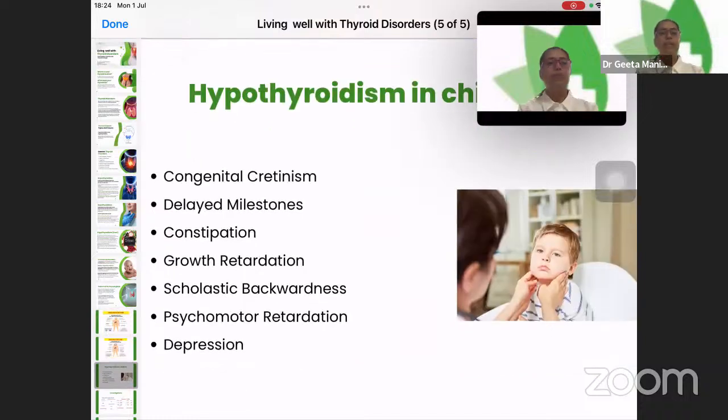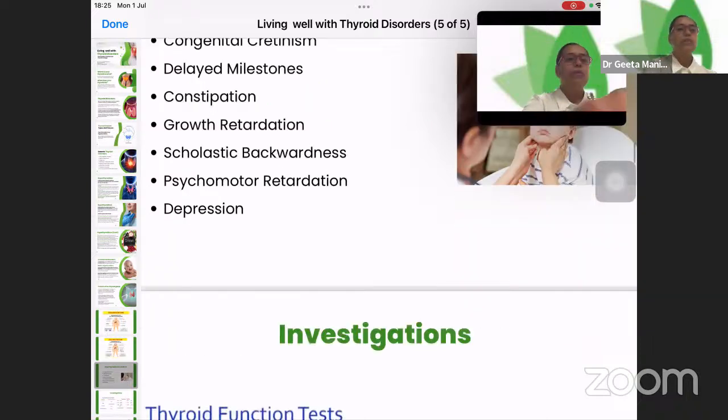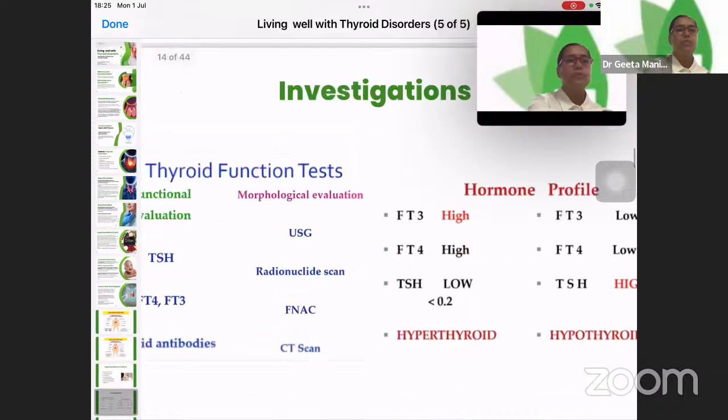Hypothyroidism in children. It could be congenital, where it is called cretinism, congenital cretinism. There are delayed milestones. The walking, talking, sitting up, everything is delayed. Constipation, growth retardation, scholastic backwardness, psychomotor retardation. The motor activity is also delayed. Depression, the child will stay aloof and gloomy, not a very happy child. So in such cases, you must get the child tested for thyroid hormones.